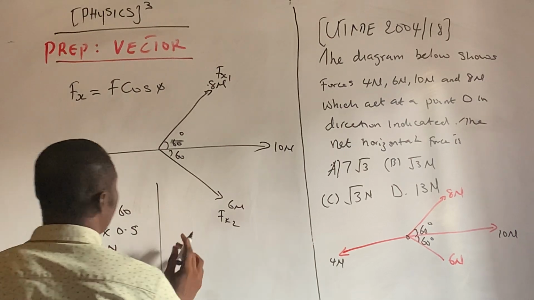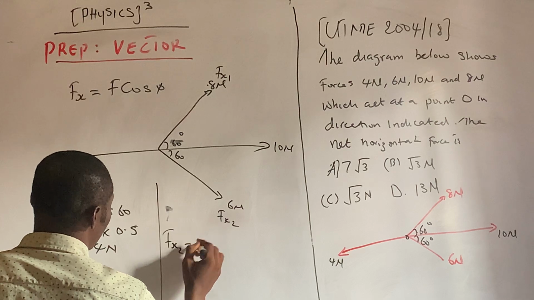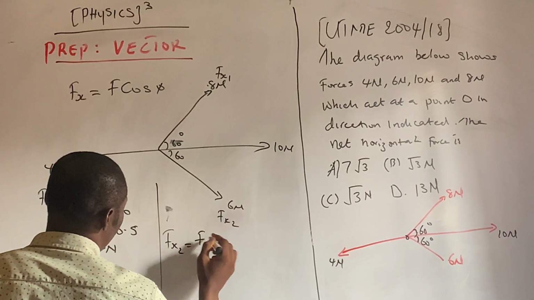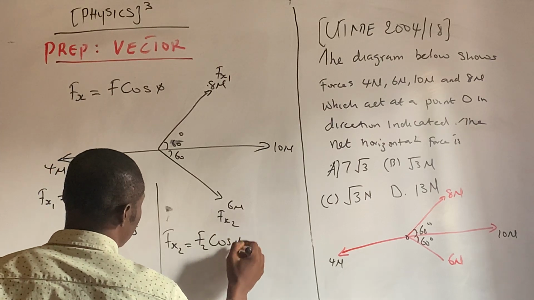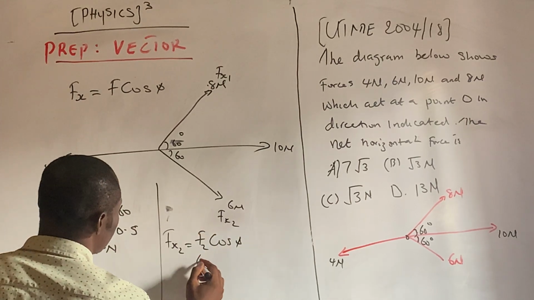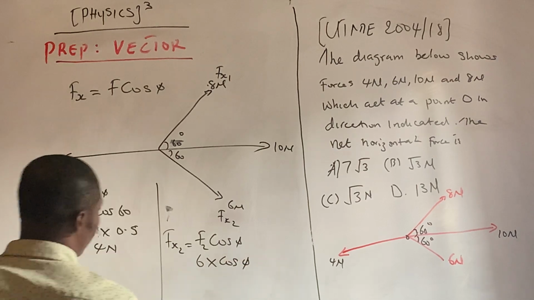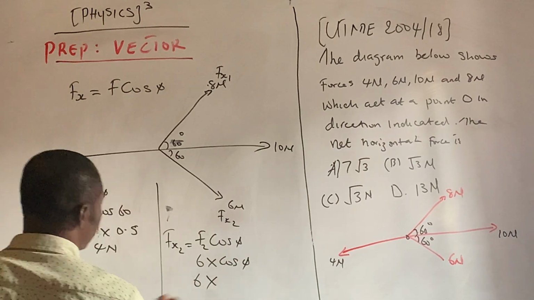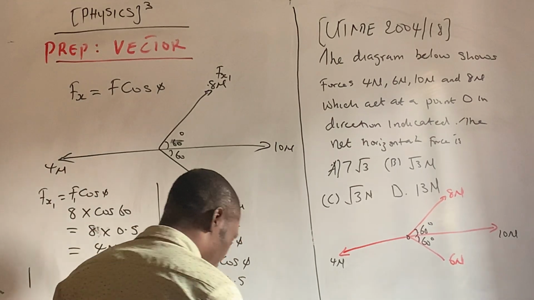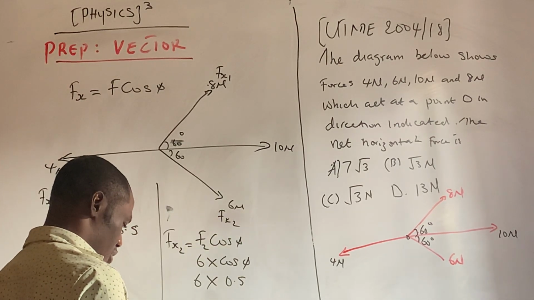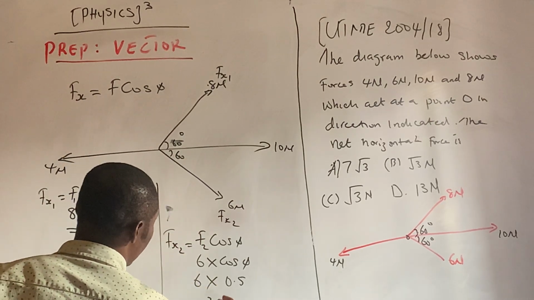Now let's solve for Fx2, which is F2 cos theta. Now what is the F2? This is 6 Newton times cos theta. Now this is 6 times, what's cos 60? 0.5. Now what will be my answer? 6 times 0.5. That will give me 3. So we have 3 Newton.